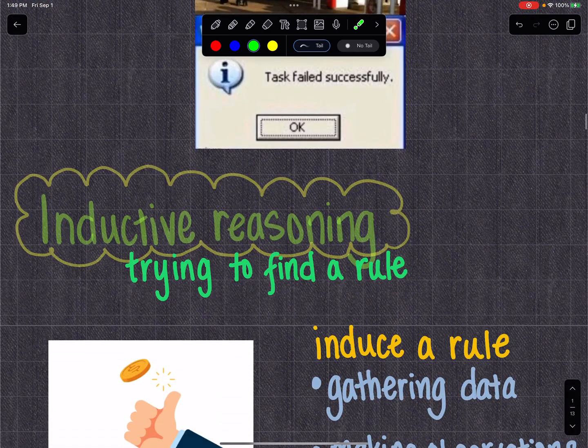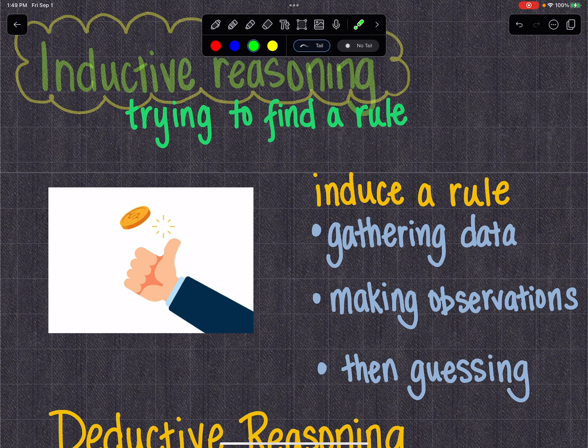All right, so let's just start at the beginning, and we're going to go through inductive reasoning. And inductive reasoning is the process of trying to find a rule. For example, if you flip a coin 100 times, and 40 of those times it comes up heads and 60 times it's tails, you might take this data and induce a rule. The rule would be, when you flip a coin, you always get more tails than heads. And then you might repeat the experiment and see if that rule is true or not. So it's about gathering the data, making observations, and then making a guess as to what a rule would be.